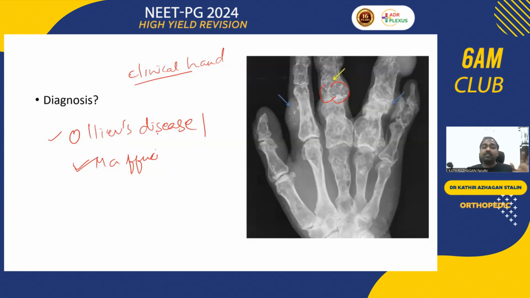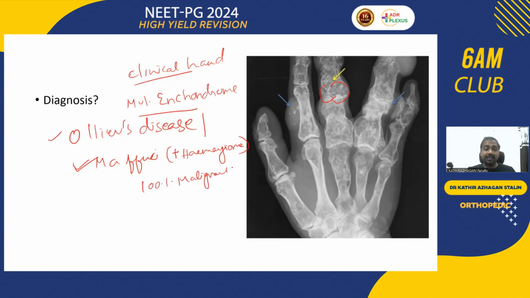Ollier's is multiple enchondroma, but Maffucci is the same multiple enchondroma plus hemangioma. And it is 100% malignant. Ollier's is close to 30% malignant, but Maffucci is 100% malignant. We covered a few MCQs here.